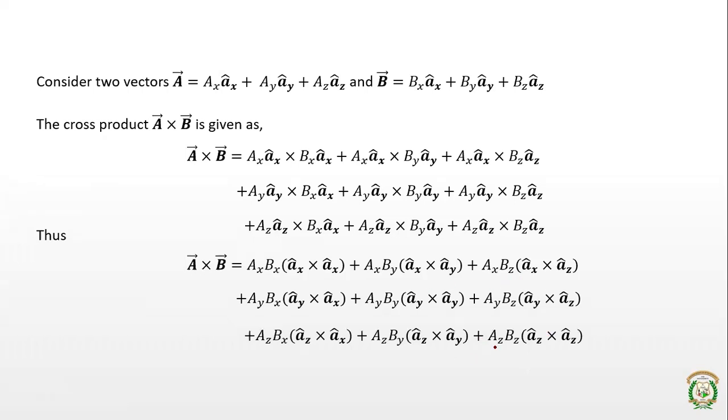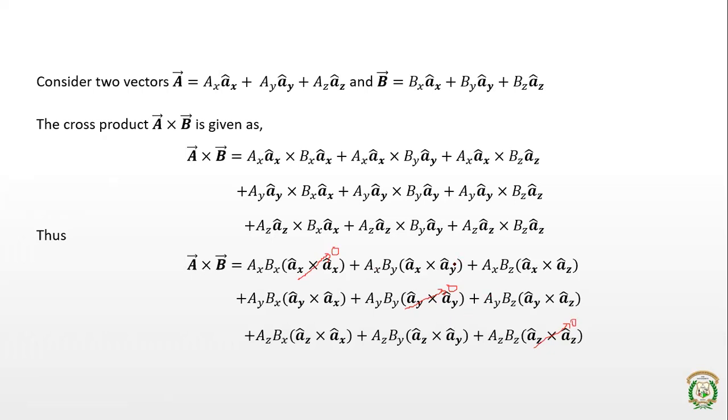Now you know the cross product of unit vectors, right? What is ax cross ax? Ax cross ax is 0 because the angle between ax and itself is 0. So this term is 0. Similarly, ay cross ay becomes 0. Similarly, az cross az becomes 0. Now what about the remaining terms?